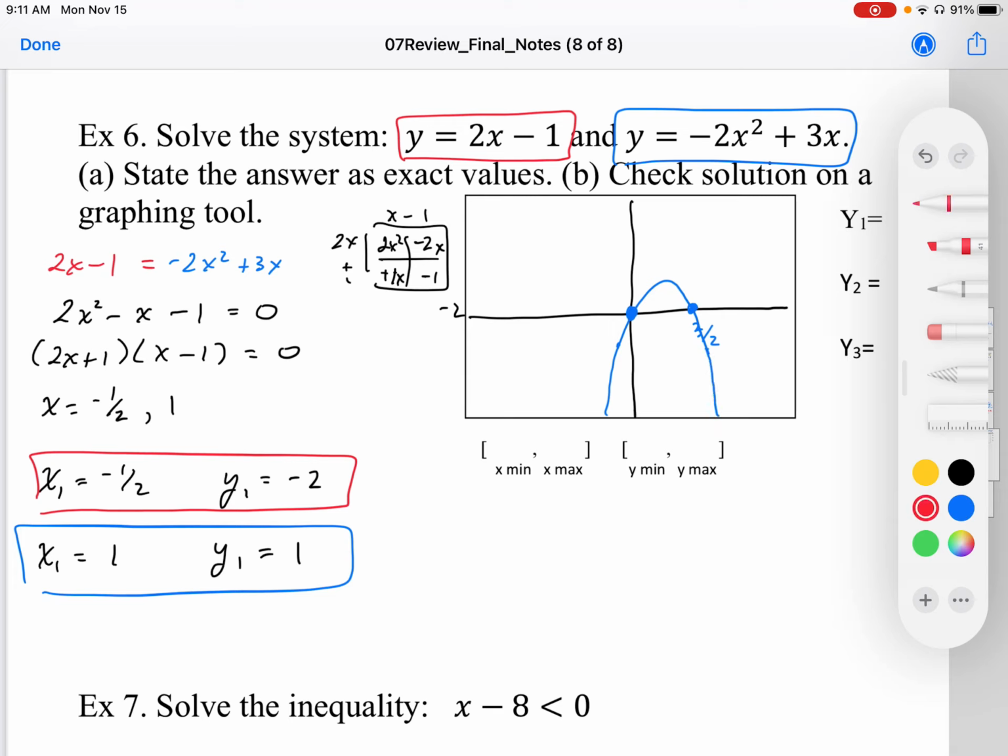Then the 2x minus 1 is going to be a steep linear equation that's going to go through at x equals 1, maybe somewhere. X equals 1 is somewhere up there. So we're going to have our two solutions here, negative 1/2 and negative 2, and 1 and positive 1. I probably should have drawn this a little bit more accurately, but the general solution is going to look like that when we graph this on our graphing tool.